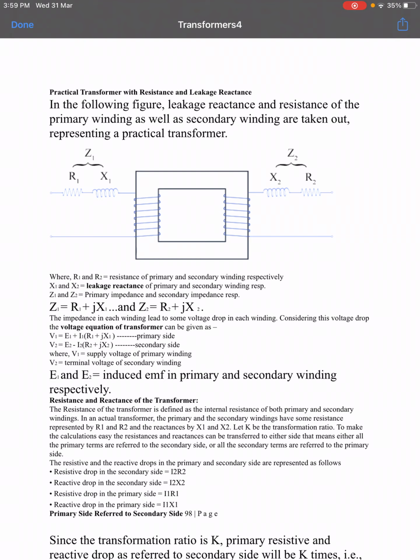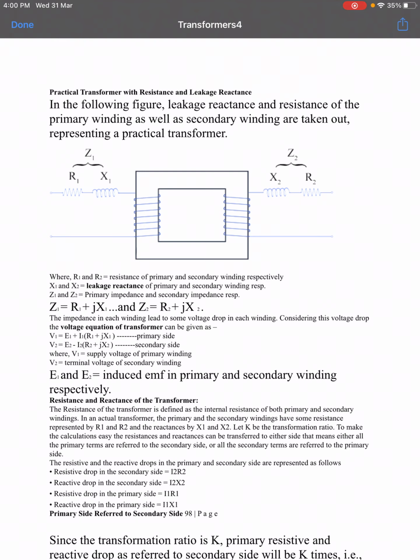For a transformer we always apply AC supply, so we get alternating flux only. We give AC supply and we take AC output as well. In the transformer primary side we have primary resistance and primary reactance.